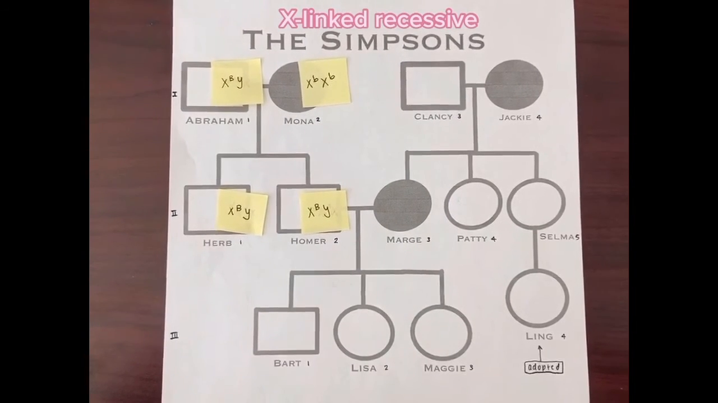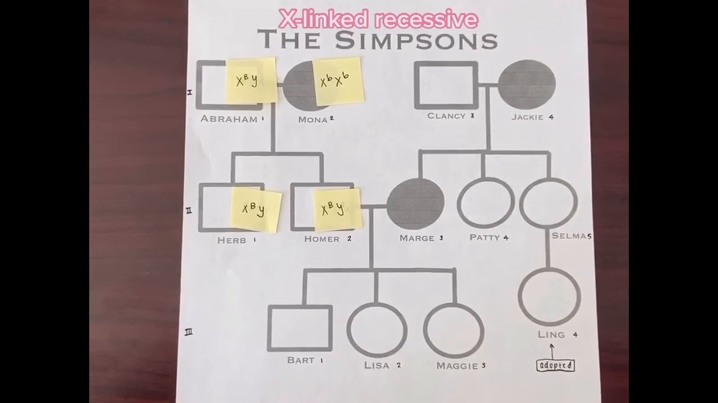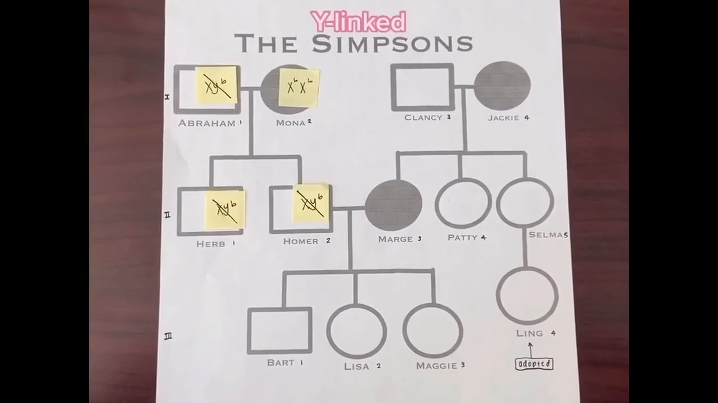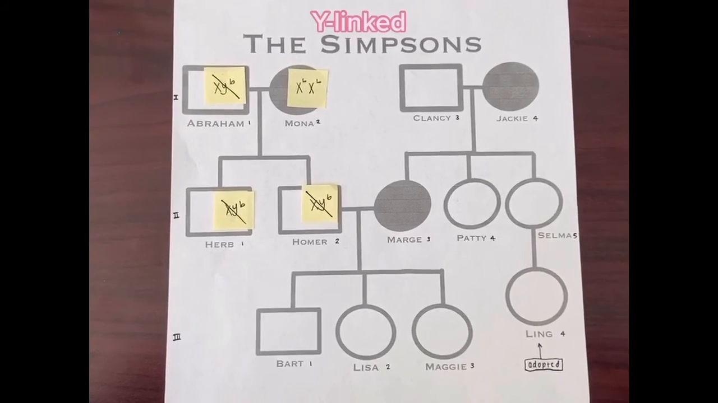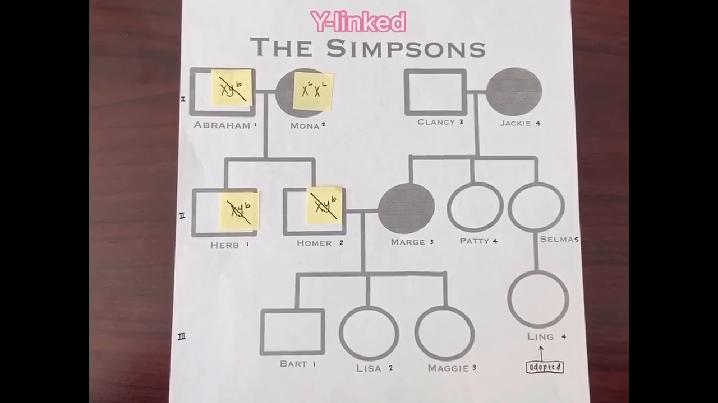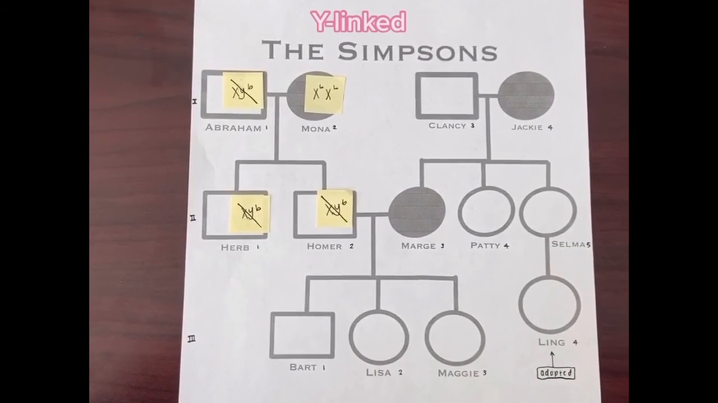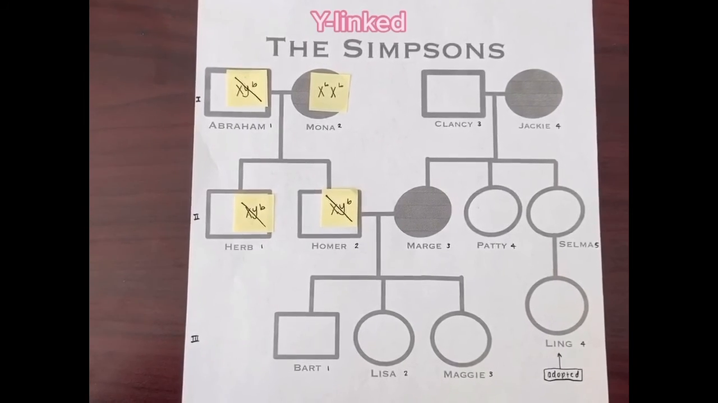This is because Herb and Homer would have gotten their X chromosome from their mother, who is X^b X^b, but the sons do not show the trait, so they should not have an X^b. Unfortunately, Y-linked was also found to be inconsistent with the inheritance pattern. With Y-linked, only males are affected, so no males are affected in this instance, and instead the mother is, therefore the trait could not have been passed from father to son.